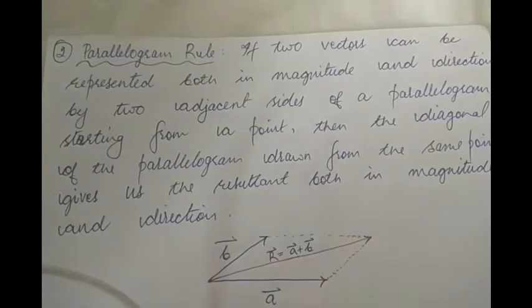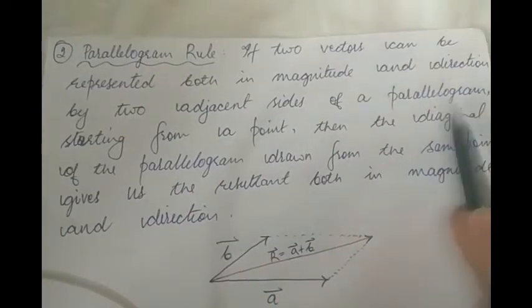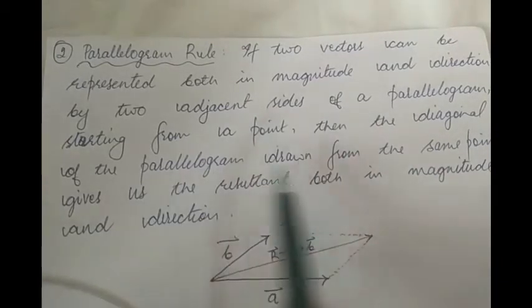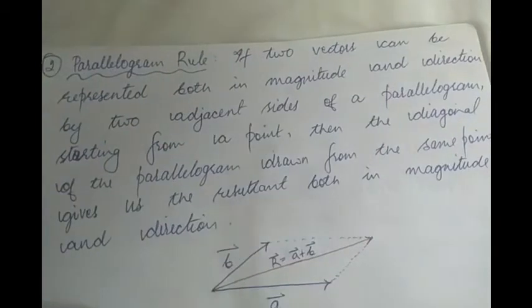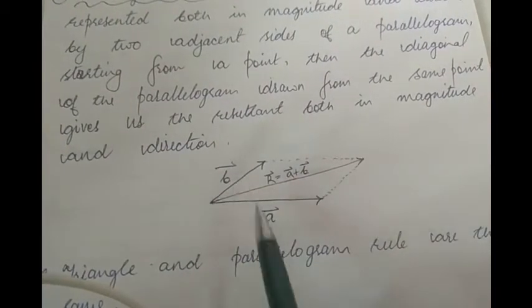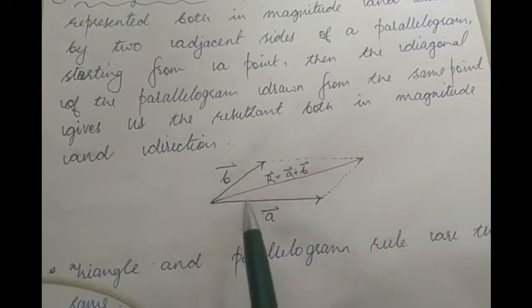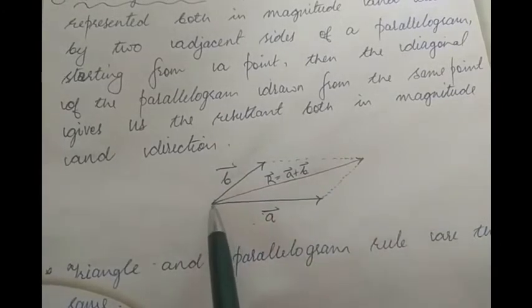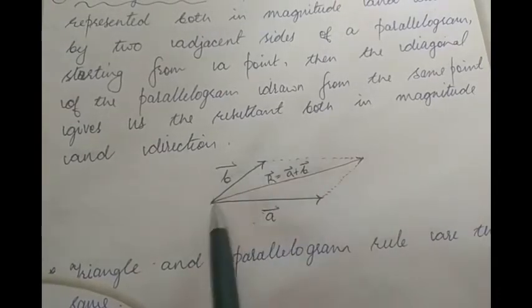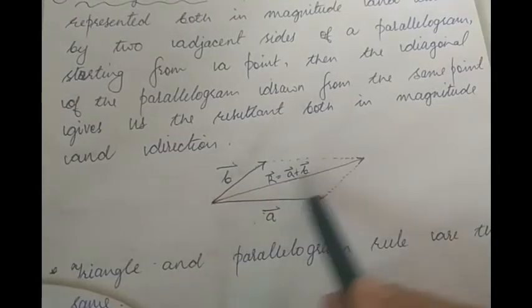The next rule we have is called the parallelogram rule. It says, if two vectors can be represented both in magnitude and direction by two adjacent sides of a parallelogram, starting from a point, then the diagonal of the parallelogram drawn from the same point gives us a resultant both in magnitude and direction. So what this rule tells us is, we have two vectors A and B. I have taken them in such a way that they form two adjacent sides of a parallelogram, and they are drawn from a point, starting from this point. Then what this law tells us is, if we have two vectors representing two adjacent sides of a parallelogram, starting from a point, then the diagonal of the parallelogram.